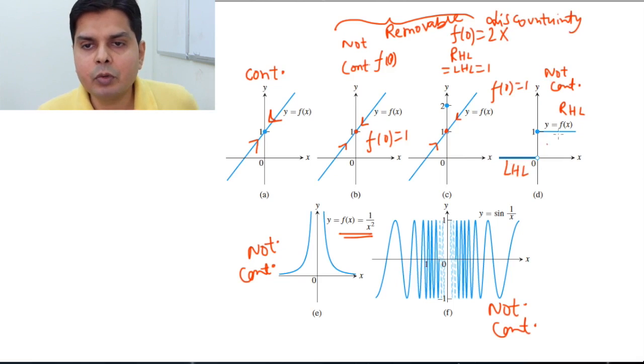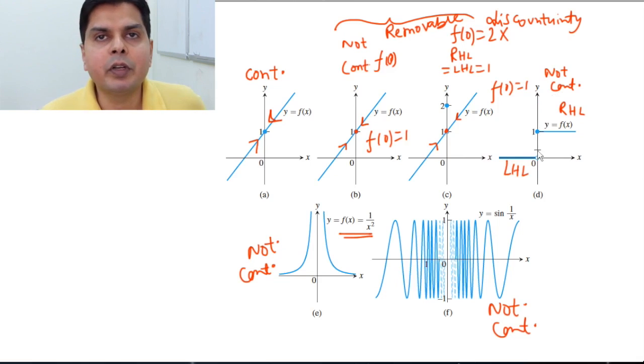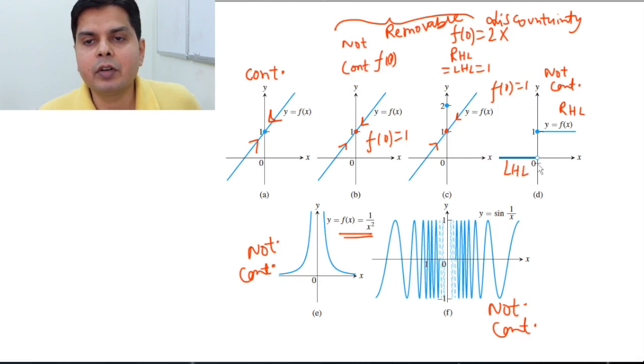Okay, but what about these discontinuities? This function and this function, they cannot be removed. Why? Because the function has got a jump here. So no matter how you define your function, ultimately this left hand limit will not be equal to the right hand limit.